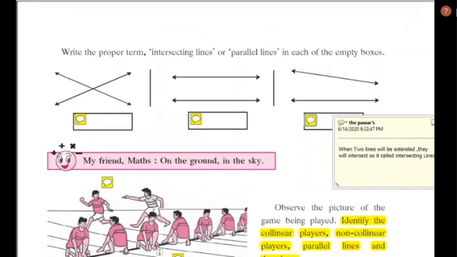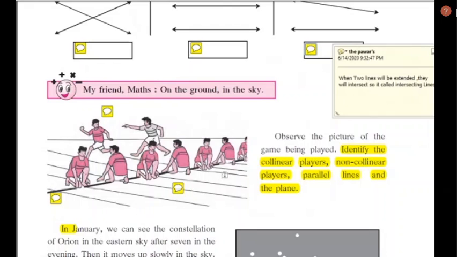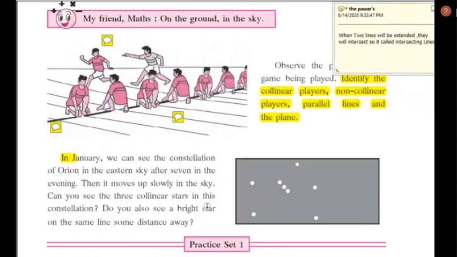And look at this picture. Some students play on the ground. This is a Kho game. Some students sit in a straight line, and some students run outside. These sitting on one straight line are collinear players, and these running students are non-collinear players. These students sit in parallel lines.